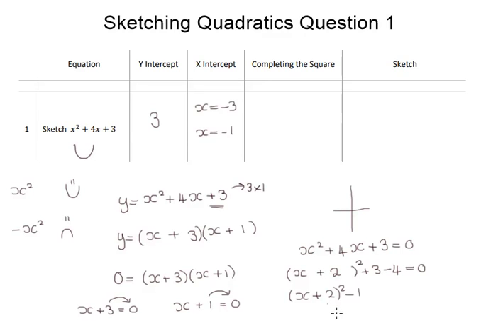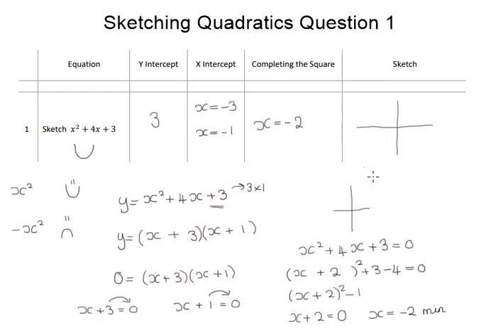So the smallest this can be is when x plus 2 is 0, because 0 squared is 0. That means that x equal to minus 2 is my minimum point. So that's the minimum on the graph, when x is equal to minus 2. That's because the smallest this bracket can be is 0, otherwise it will be positive. Now we can actually draw this graph, and it'll be quite an accurate drawing.